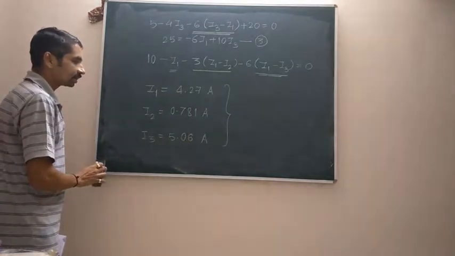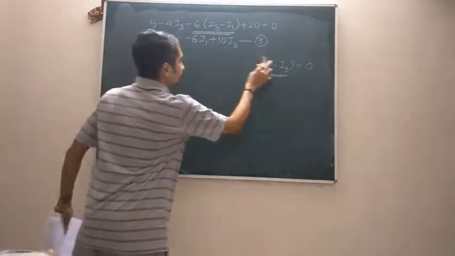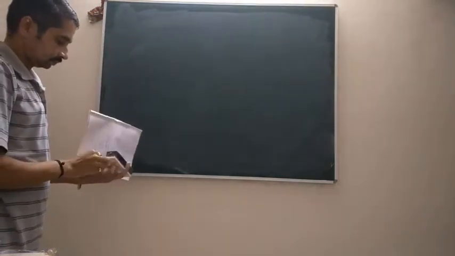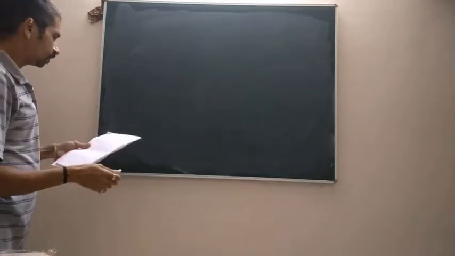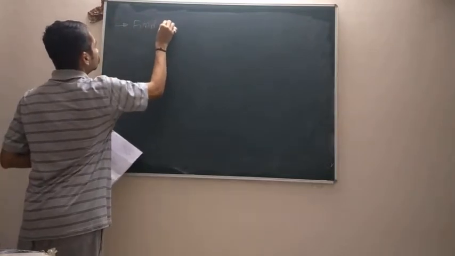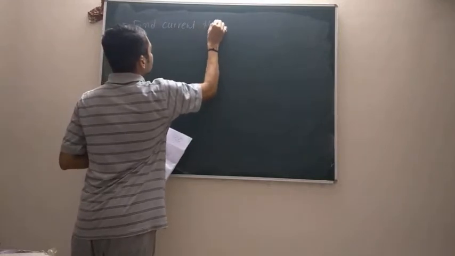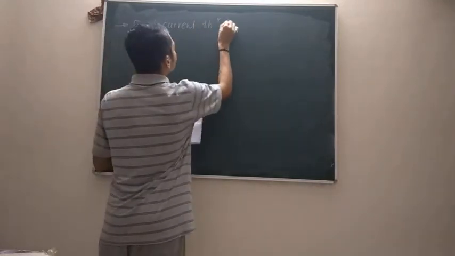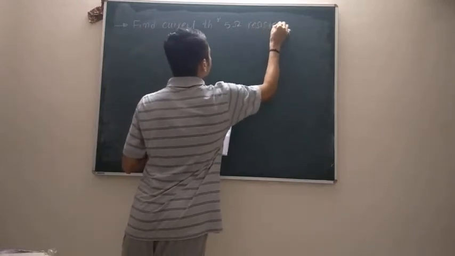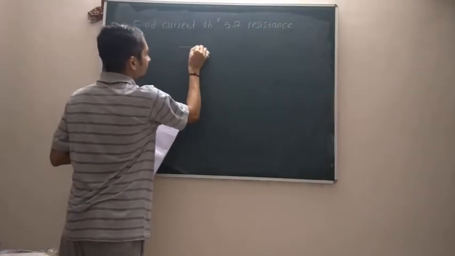Let us try to consider the second numerical. So in this particular numerical, I have to calculate the current flowing through the 5 ohm resistance. The given circuit is somewhat like this.